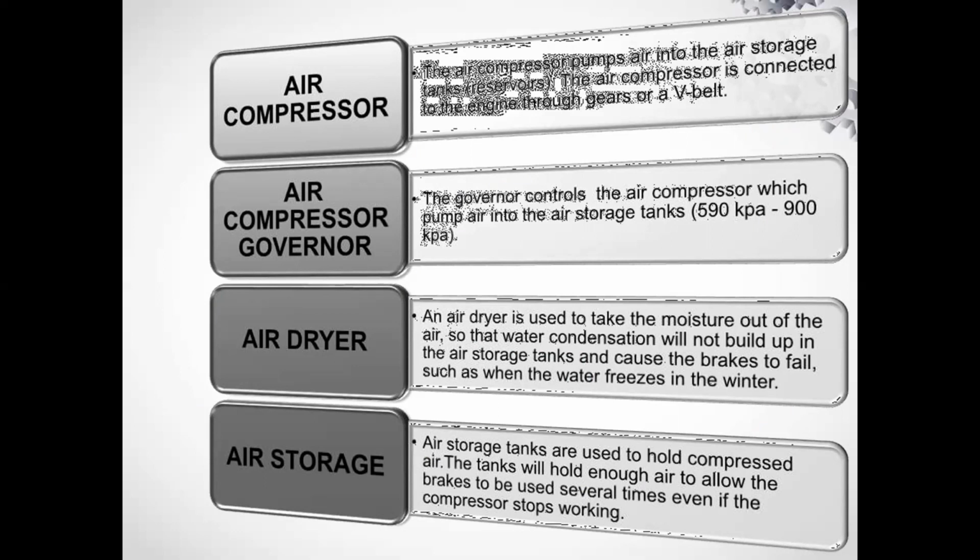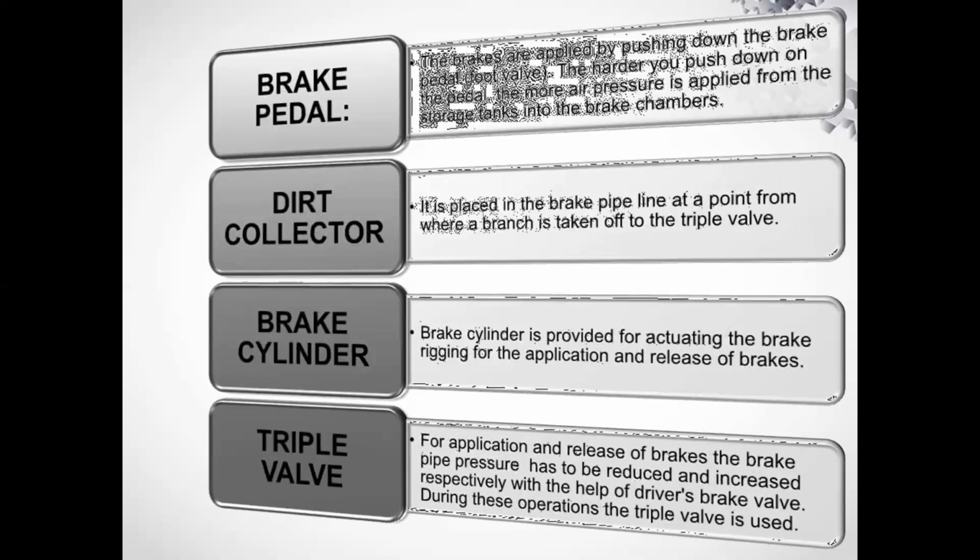Water in the tanks can cause the brakes to fail, such as when the water freezes in the winter. Next, air storage. Air storage tanks are used to hold compressed air. The tanks will hold enough air to allow the brakes to be used several times, even if the compressor stops working. These are the explanations of the components.